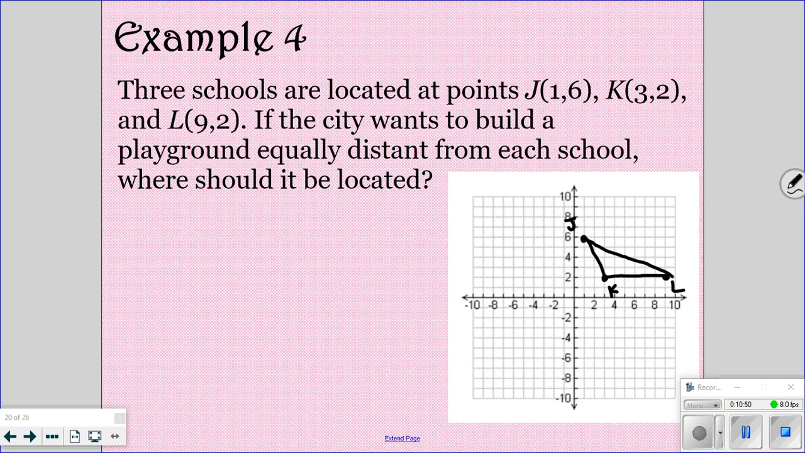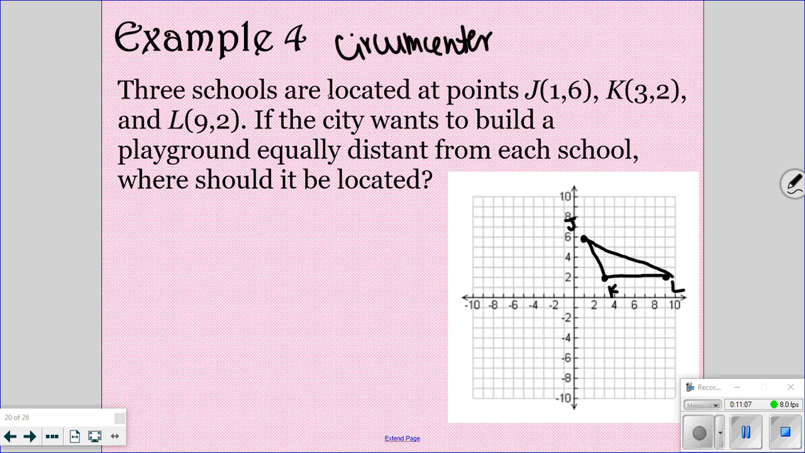Okay, and if it's asking about equally distant from each school, each vertex, that's going to be your circumcenter. It doesn't ask for the circumcenter, it just says the one that's equal distance from each school. So you have to know that that means the circumcenter. So the first one that's going to be the easiest to do is going to be K to L.